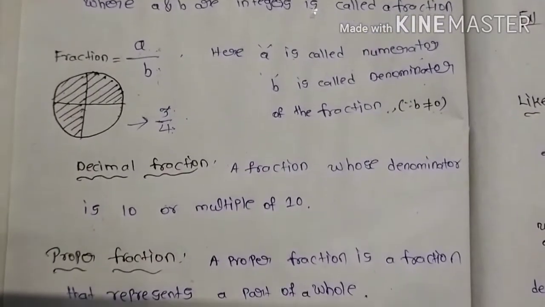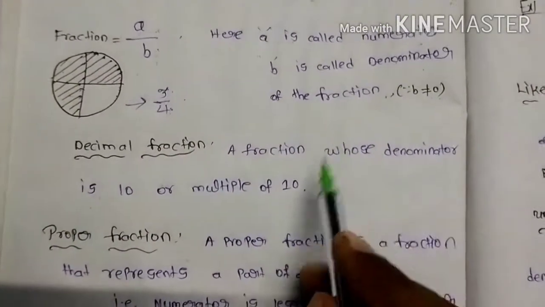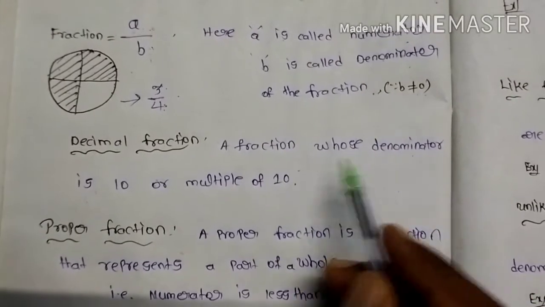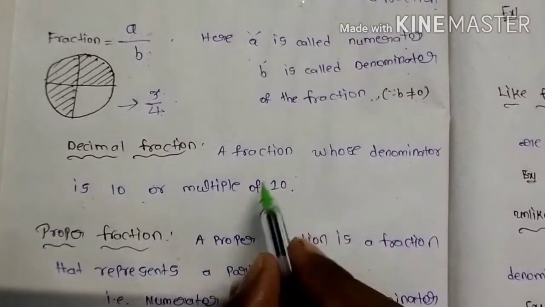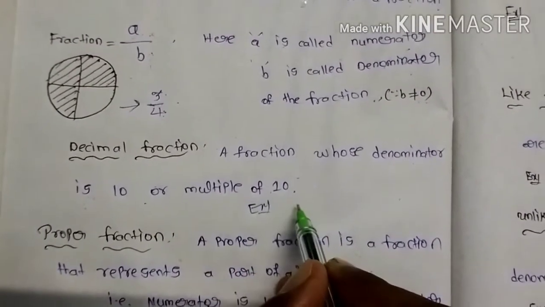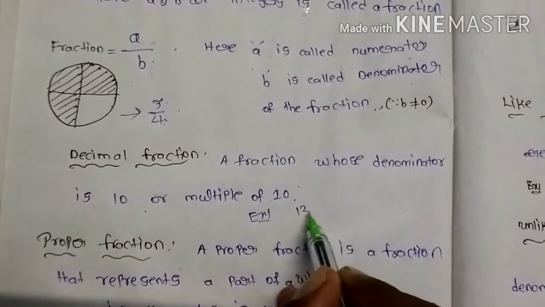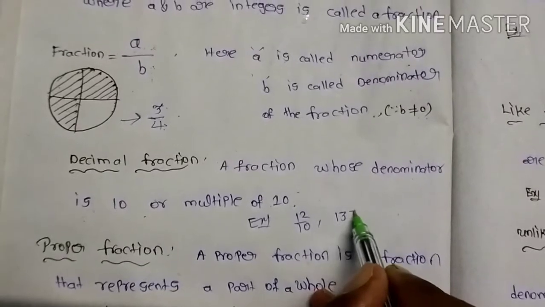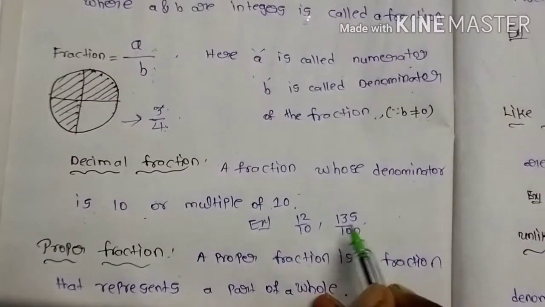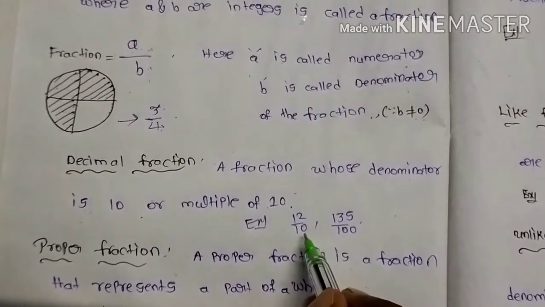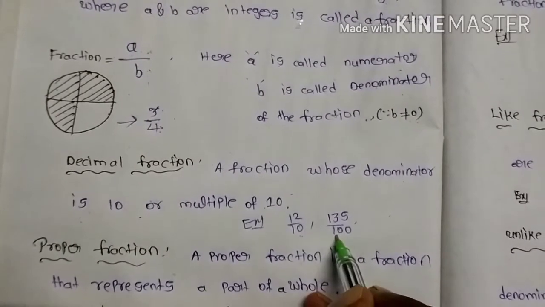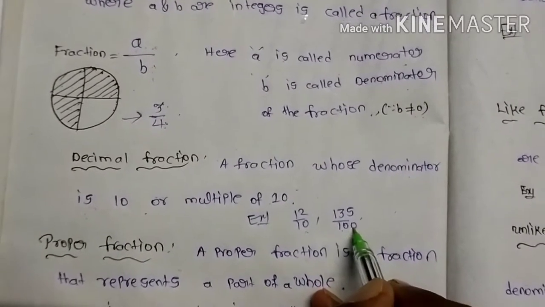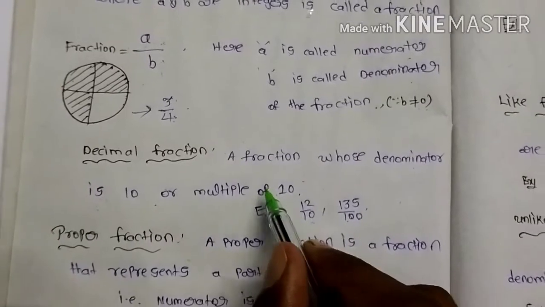You know the decimal fraction. Decimal fraction means a fraction whose denominator is 10 or a multiple of 10. That means I am taking here an example, 12 by 10. This is a decimal fraction. If I take 135 by 100, you need to see the denominator, which is 10 or a multiple of 10. 100 is a multiple of 10 or not? Yes. So these are called decimal fractions.